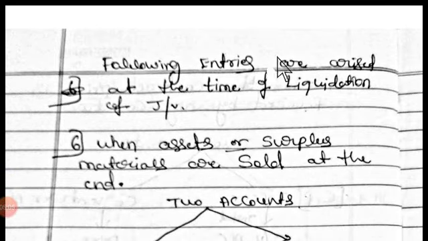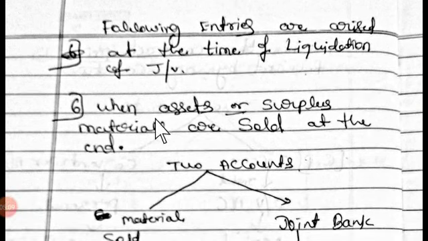So then what should we do? To liquidate, what do we do? There may be some surplus materials. For constructing the building they will have purchased some materials, but if any surplus is left, if any materials are left unused after the completion of that particular task, then they should sell such materials or any assets left.